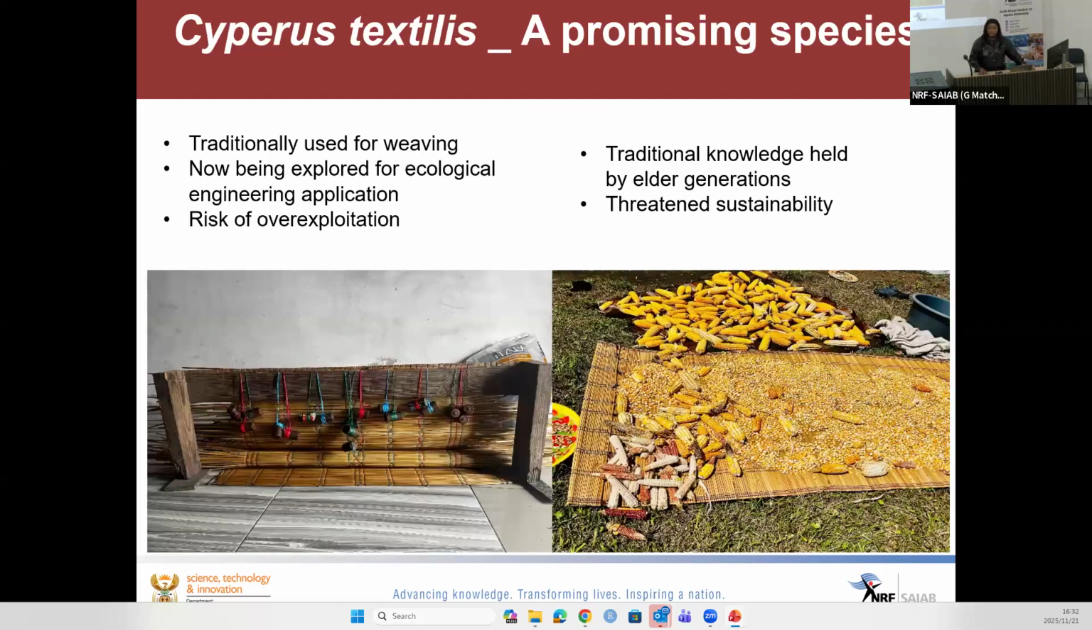So this plant traditionally has been used to weave sleeping mats and fruit baskets, but now it is being explored for ecological engineering purposes in the imizi project that I just talked about. These increased demands for this plant could risk it going into overexploitation. Another issue is that the weaving culture of this plant is mostly held by the elder generation, with the youth less interested. The combination of these pressures could threaten the sustainability of the plant and also the practice of weaving.